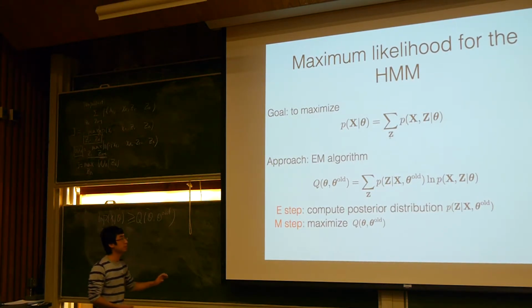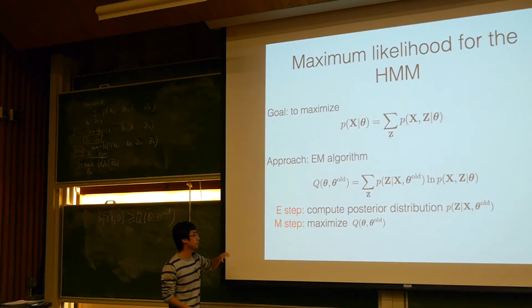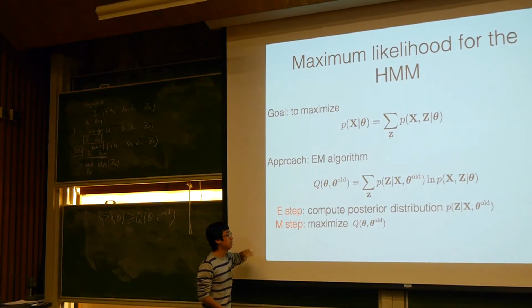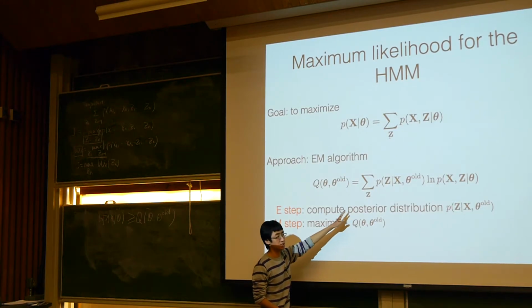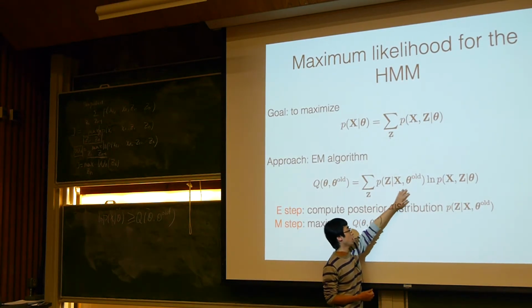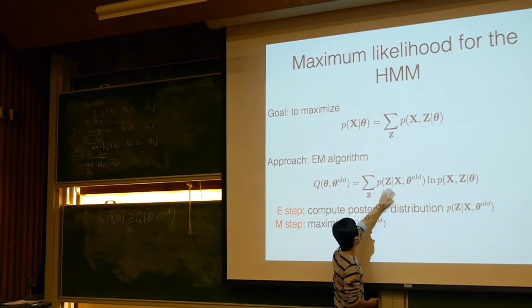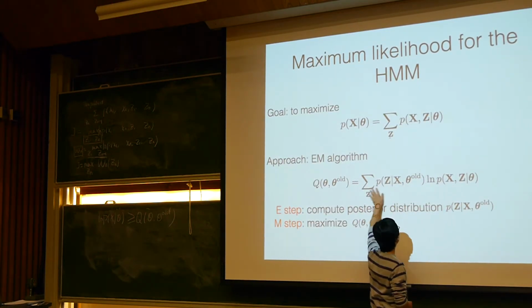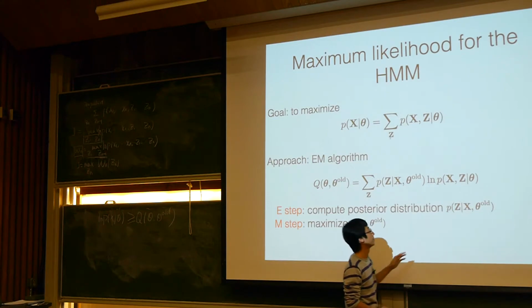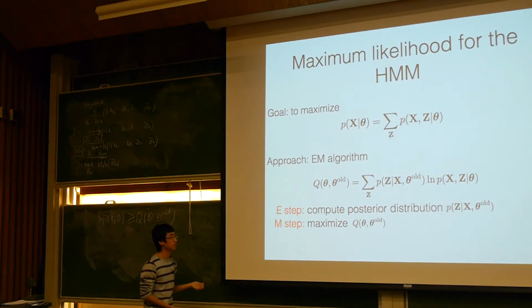And there are two steps in the EM algorithm. First is the E step, which computes the posterior distribution of the Z. After we compute this, given the old parameter, we fix this term, and then we maximize this whole term over the parameter theta. So this is the second step, which is called the maximization step.